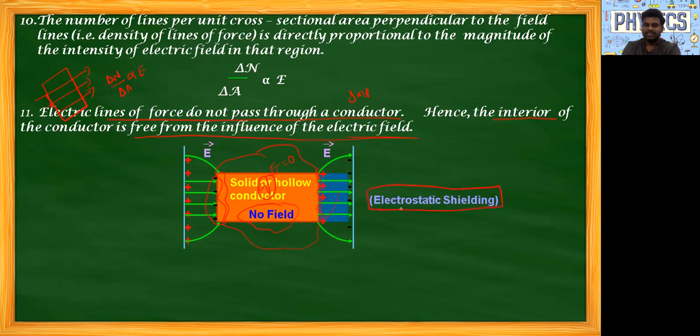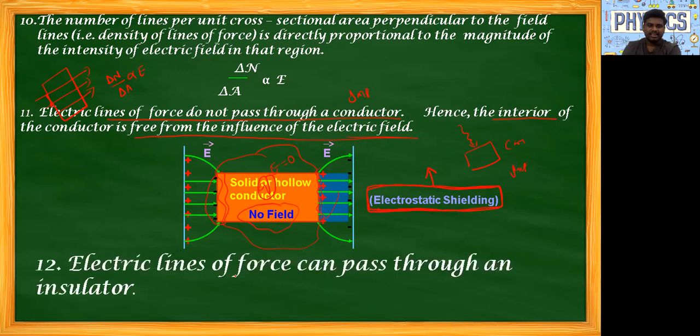In this electrostatic shielding, what will happen? Due to this phenomenon only, during lightning, if you sit in a car or bus, we won't get hurt. But why? Because the car and bus act as a conductor. When lightning occurs, inside the conductor there is no electric field. That's why it won't pass. This is an important application.